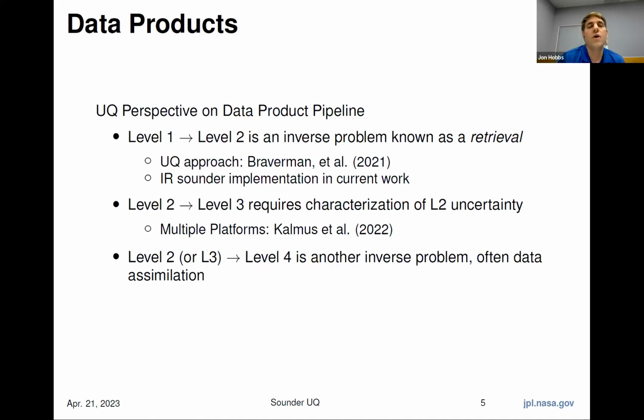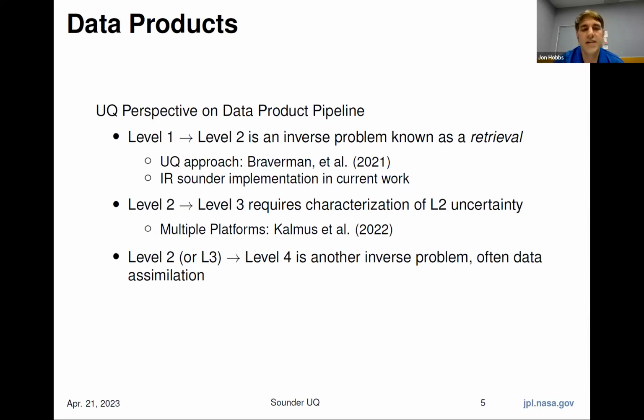Okay, so a little on the uncertainty quantification perspective on the pipeline here. We'll focus today on level 1 to level 2, and in a lot of cases, in particular AIRS, which we'll talk about today, this progression from level 1 to level 2 is an inverse problem that's typically called a retrieval in remote sensing. A lot of our work on these missions has been to look at this level 1 to level 2 retrieval from the perspective of uncertainty quantification. My colleague Amy Braverman and our team has worked on this on multiple missions. The paper I referenced there is the work from OCO-2 that came out in the Journal on Uncertainty Quantification a couple of years ago.